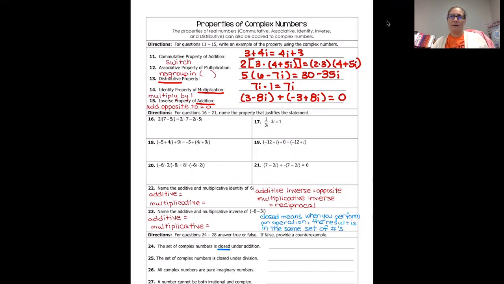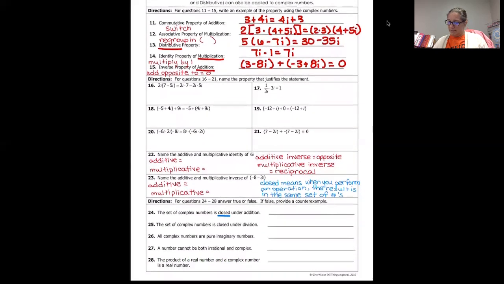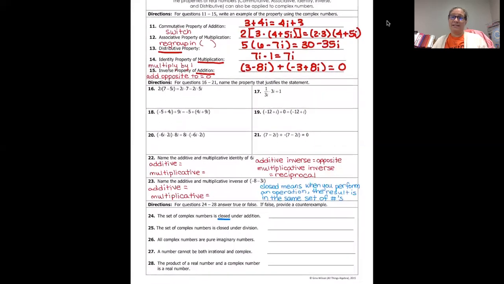What's in grouping symbols on the left is different from what's in the grouping symbols on the right, but the operations don't change and the contents don't change. We know the distributive property. Number on the outside distributes to the numbers on the inside. Number 14, identity property of multiplication means whatever you have, you multiply by 1 to keep the same result. 15, inverse property of addition means you add the opposite to get 0. So if you have 3 minus 8i, you would add the opposite of both terms to end up with 0.